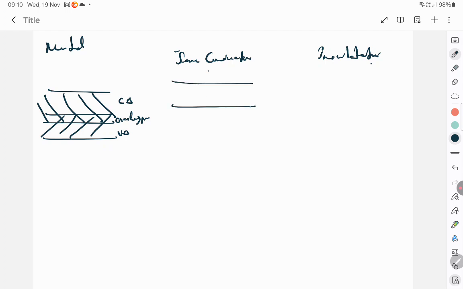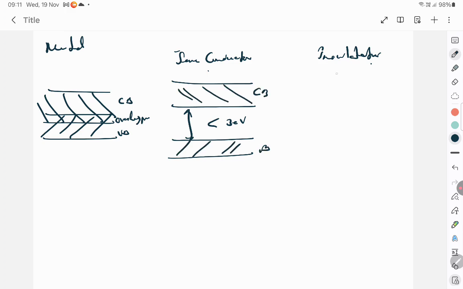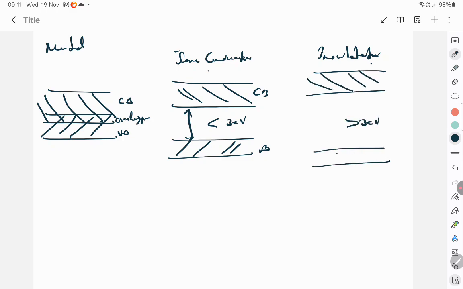Whereas for a semiconductor, this is the valence band and this is the conduction band, and the energy gap will be lesser than 3 electron volt. For an insulator, the gap will be much more. It's greater than 3 electron volt, which makes it very, very difficult for it to conduct. So Eg is greater. That's the basic difference between metal, semiconductor, and insulator.